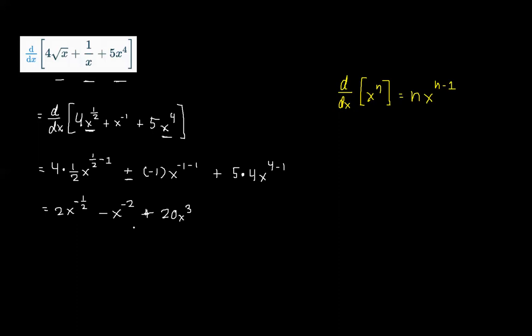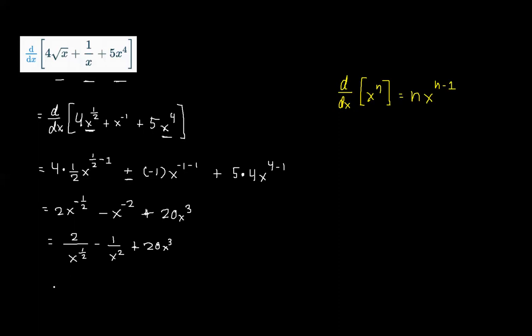So this could be your format of the answer, or you can simply rewrite it this way. You can rewrite this as 2 over x raised to 1 half, minus 1 over x squared, plus 20x cubed. You can do that.